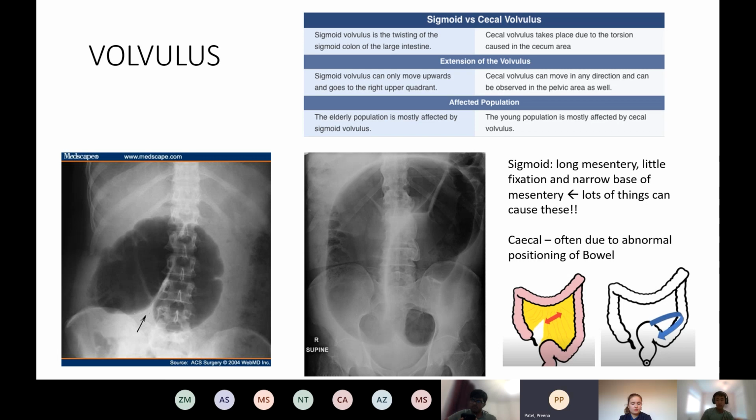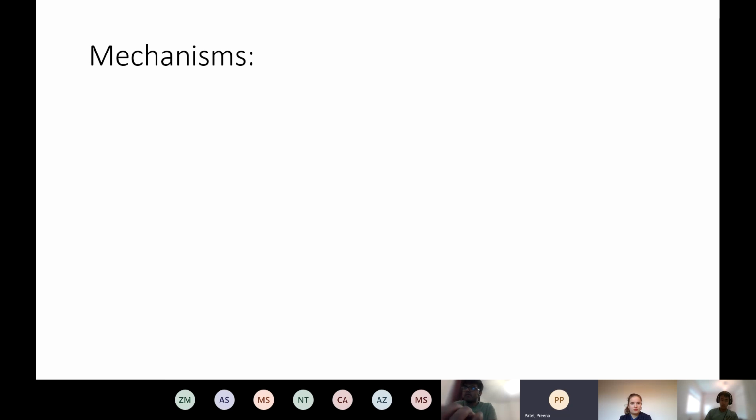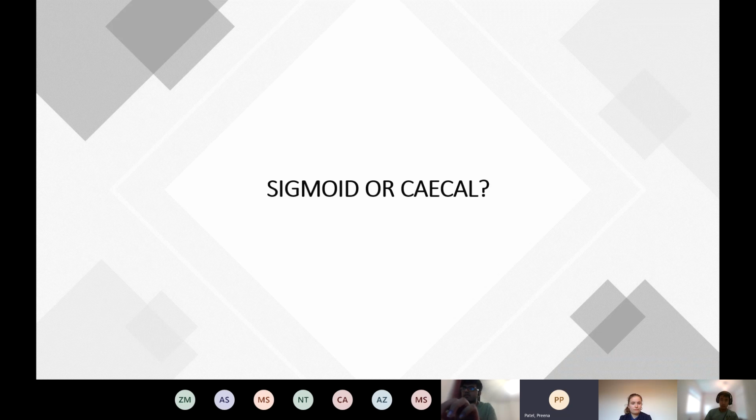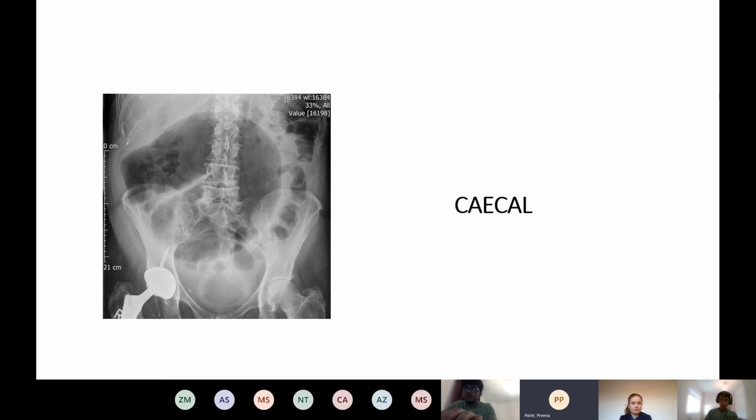Okay, I'm just gonna assume it is. So we're gonna play another game. That slide should have been deleted, silly me. Sigmoid or cecal. So is this a sigmoid or cecal volvulus?